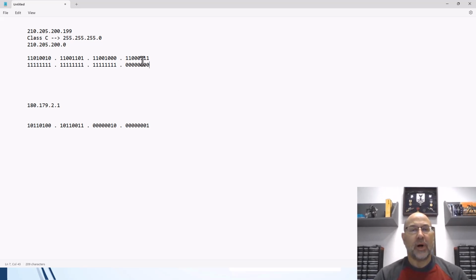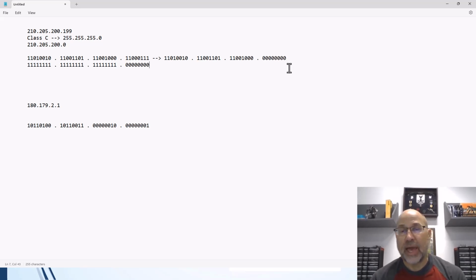So now what the book rule says is that I want to take the host portion and convert that to all zeros. So I would take this whole thing and convert the last octet to all zeros. Now that would give me my network address of 210.205.200. So that's what's actually happening.